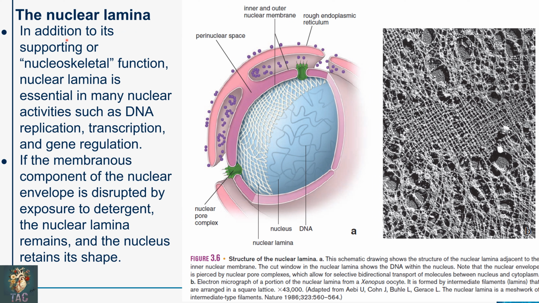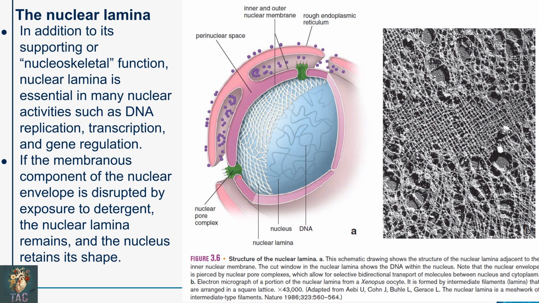So, the nuclear lamina, in addition to supporting, has a nucleoskeletal function. It is essential in many nuclear activities such as DNA replication, transcription, and gene regulation. As we have discussed, the heterochromatin is also attached to this lamina.